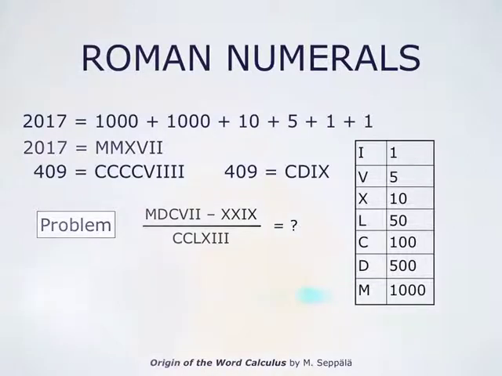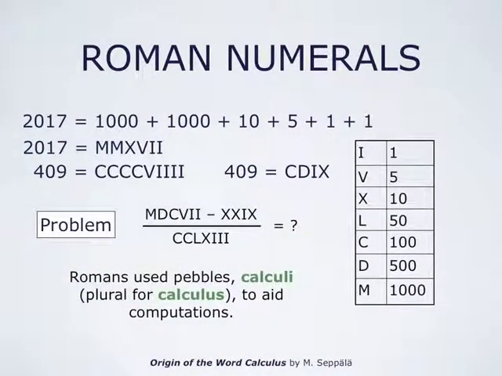For this kind of computations, Romans used pebbles, that is calculi, plural for calculus, to aid computations. One could, of course, take simply MDCVII number of small stones, that is pebbles or calculi, and then subtract XXIX stones of that pile of stones, and then divide this remaining pile of stones into CCLXIII small piles. Now computing the number of stones in each of these small piles, one gets the value of this arithmetic expression. But this is very tedious.